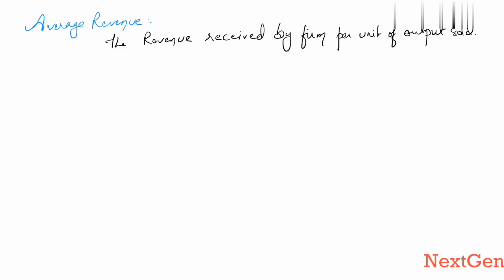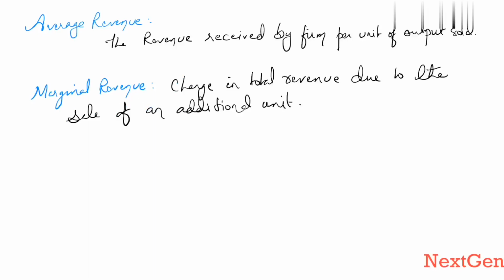Now, what is average revenue? It is the revenue received by the firm per unit output sold. That means by selling each unit of output, whatever revenue the firm receives is the average revenue. Now, what is marginal revenue? It is the change in total revenue due to the sale of an additional unit of output.